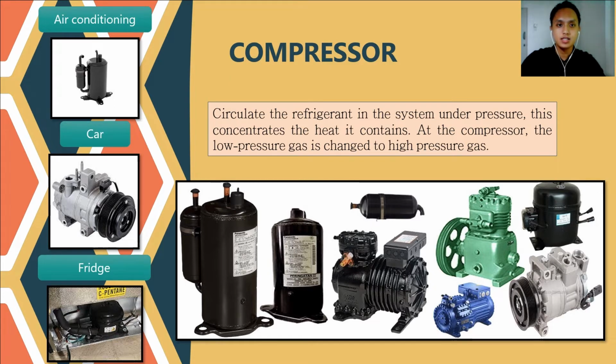As you can see in the slide, the compressor circulates the refrigerant in the system under pressure. This concentrates the heat it contains at the compressor. The low pressure gas is changed to a high pressure gas. You can see an air conditioning compressor, a car compressor and a fridge compressor.